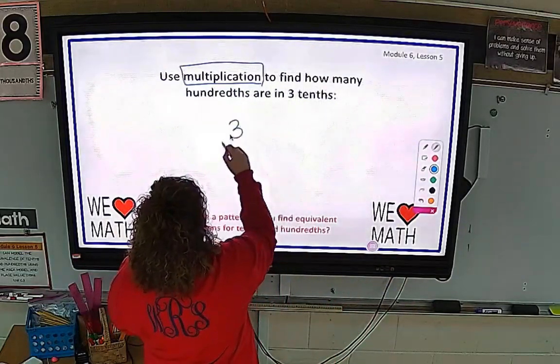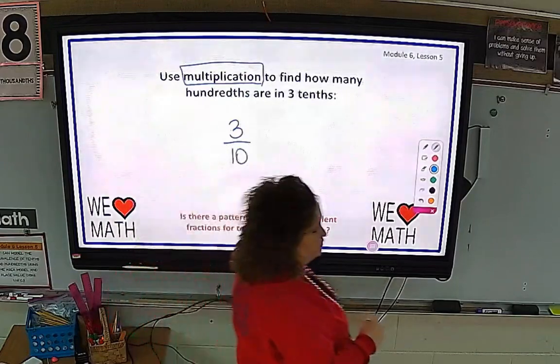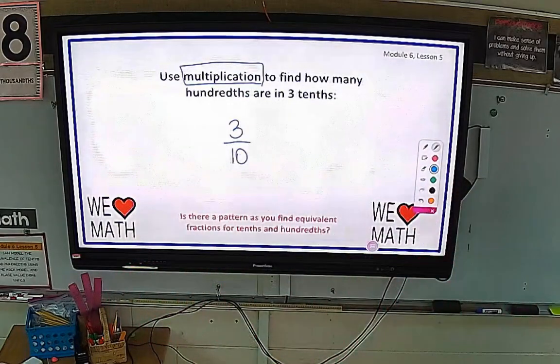So we know our first number, 3/10. So write that on your board. Okay. Now we've already used this one. They're giving us a lot of the same problem here at the beginning just to get the understanding of what to do.